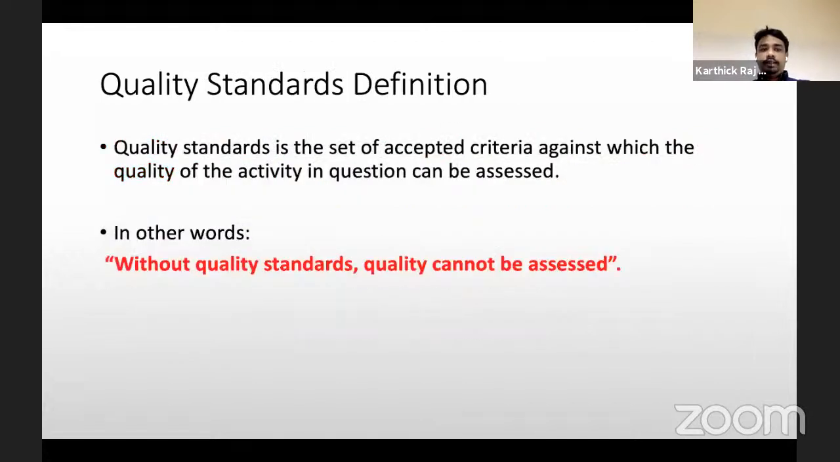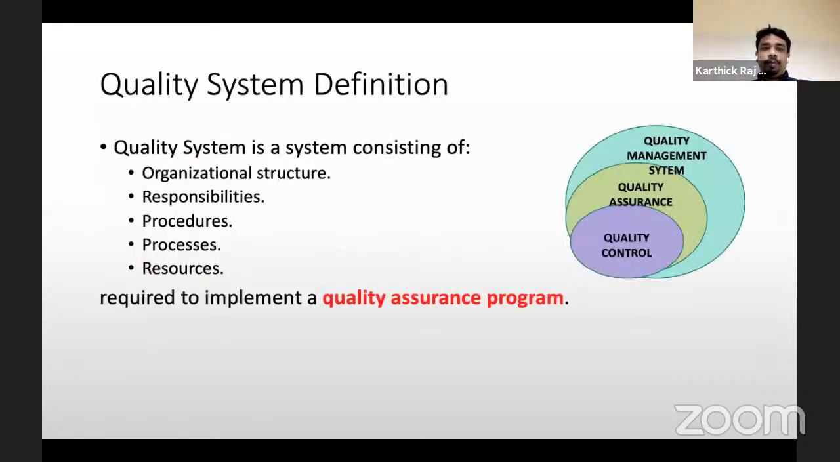And quality standards are a set of accepted criteria, so you need to make a criteria. Okay, I'm going to do a 3D CRT technique. I want to follow with this machine only 3D CRT, or I want to go up to SRS. So you set up the criteria for what kind of QA program you need. If you go with a higher-end, very precise technique, your tolerance levels are going to be reduced. Without quality standards, quality cannot be assessed, so you need to keep an accepted criteria. What is the quality standard you recommend?